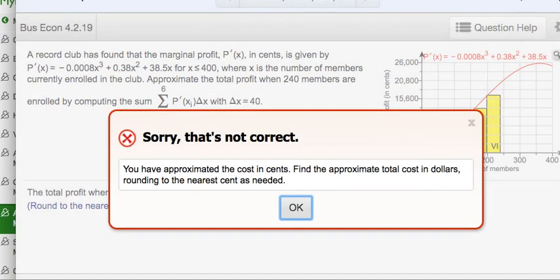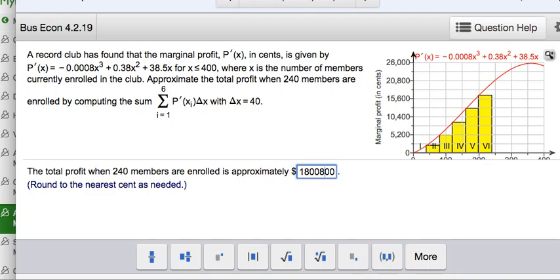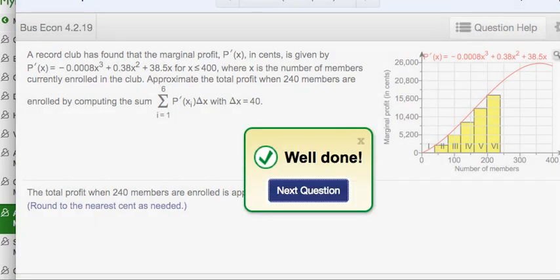Oh, okay, so I've approximated the cost in cents. Oh, that's interesting. I don't know why they did that. So the entire problem is in cents, so we just need to move the decimal over 2. How bizarre. But okay, I hope that answered whatever question you had on that problem.